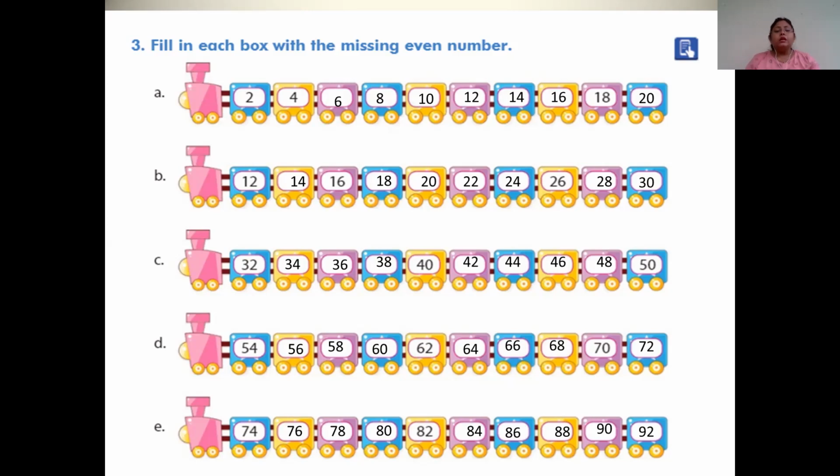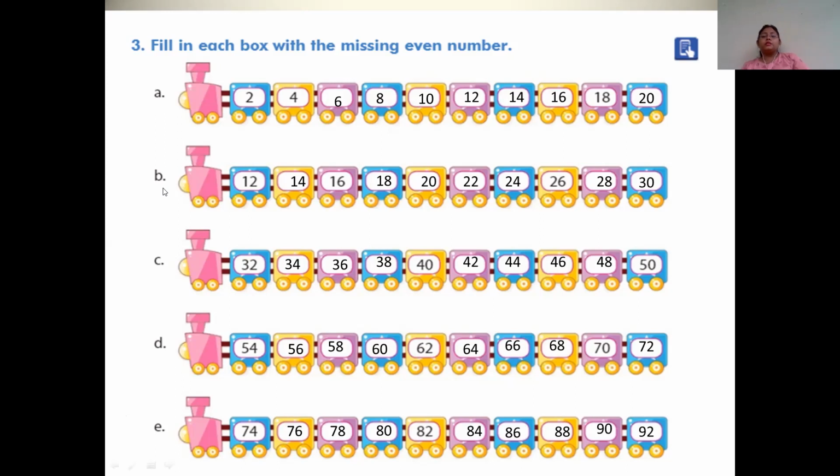So if in the first one I have 2, 4, how can we find the even number? If I have 4, add 2 more, it will be 4, 5, 6. So 6 will be the next even number. After that 8, 10, 12, 14, 16, 18 and 20. Moving to the next one.